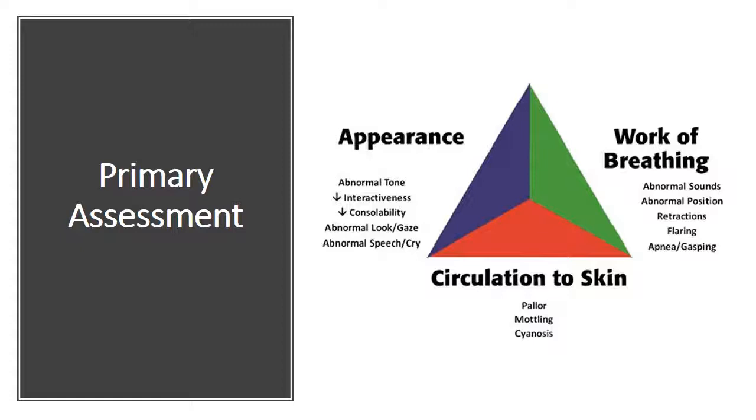And then with circulation to the skin, checking the pallor. Is that skin pale? Do they have any mottling? So that red splotchy looking thing, to where their skin isn't just red throughout, it almost has a cheetah look appearance to it, where it's red and splotchy. Or cyanosis. Is their skin looking blue?